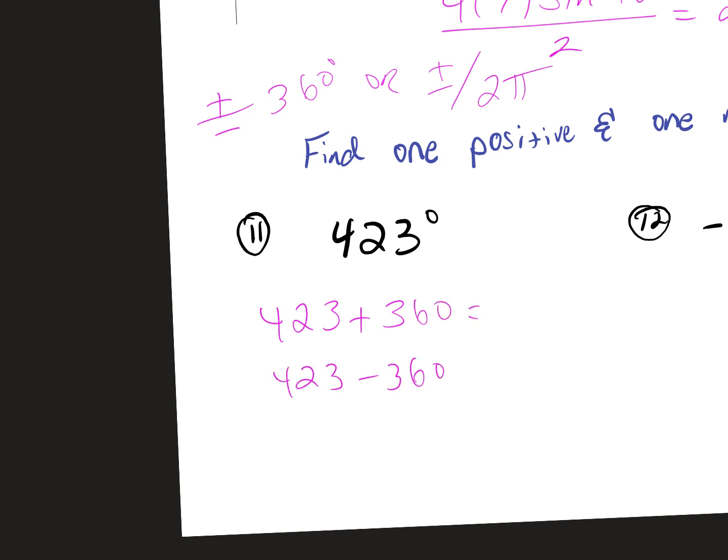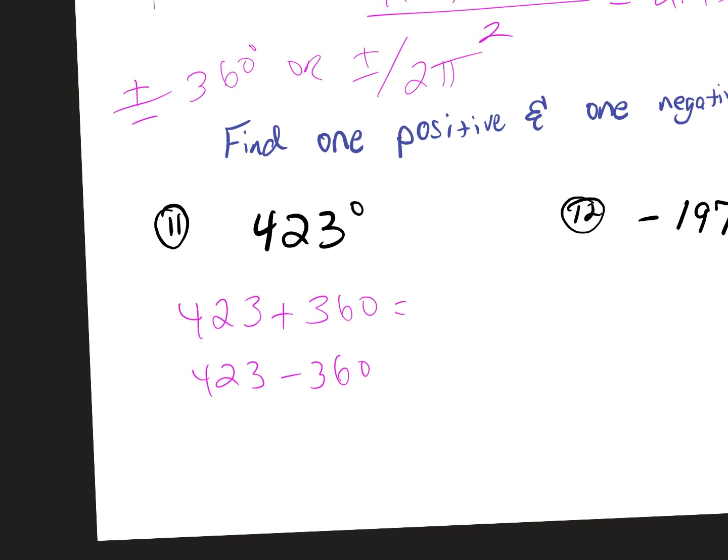Very, very simple. What's 423 plus 360? 783. Okay, so that's a positive coterminal angle. What about if I say 423 minus 360? What do I get? 63. Is that another positive coterminal angle? Yes. You could leave that as your answer, but you have to have one positive and one negative. So what am I going to do to get 63 to become negative? I have to subtract another whole circle. That's going to give me negative 297.